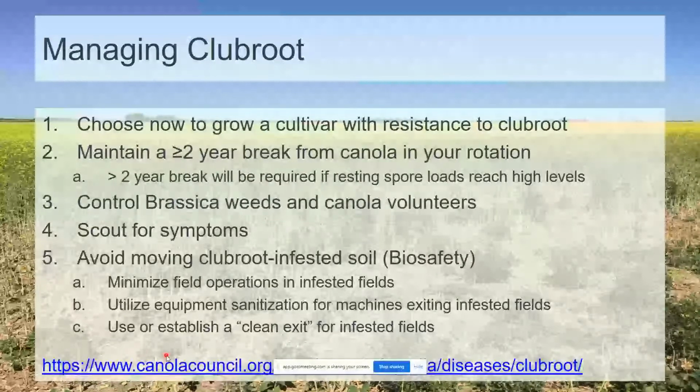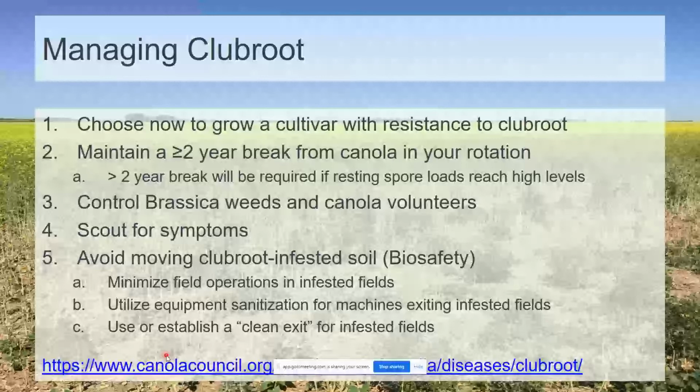It's been introduced onto my farm now. I have to manage it and deal with it. How am I going to do that? Well, you're going to do exactly the same thing. You're going to choose to grow a cultivar that has resistance to clubroot. You're going to maintain at least a 2-year break in your rotation, and it's going to require more than a 2-year break if you have really high resting spore loads in your fields.